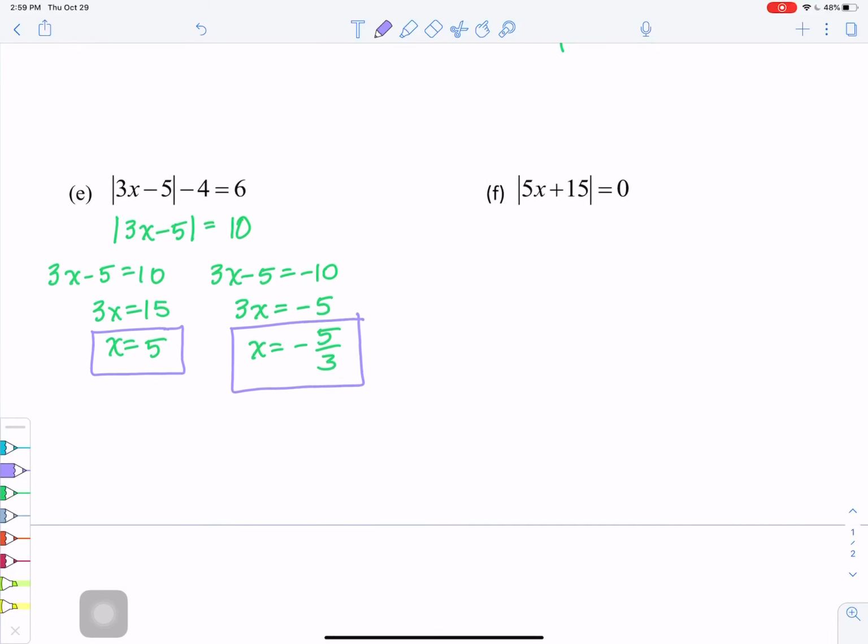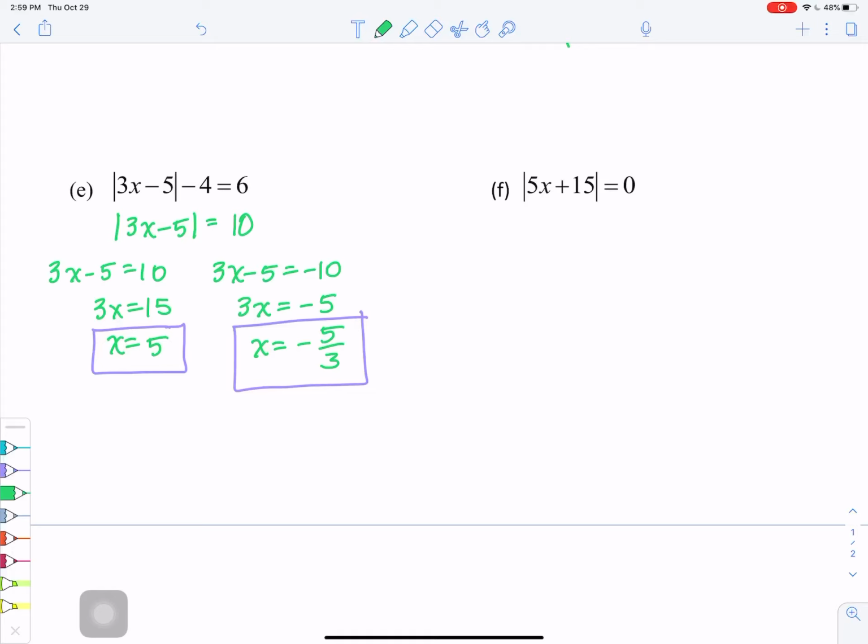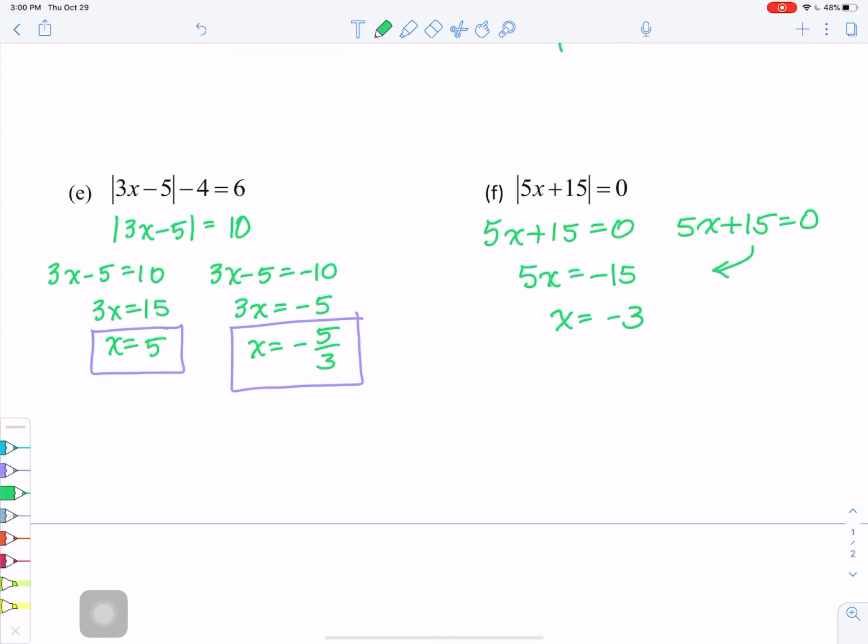Let's look at F. It looks a little bit different, but what we don't want to do is change our method unless we notice something. I notice that it's equal to 0, but let's see what happens. Either 5x plus 15 is equal to 0, or 5x plus 15 is equal to the opposite of 0, which is 0. So we only have to solve one equation when that absolute value is equal to 0. So let's go ahead and subtract 15 from both sides and divide both sides by 5.